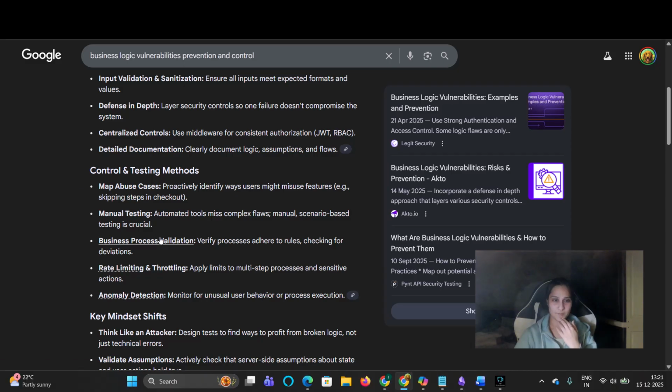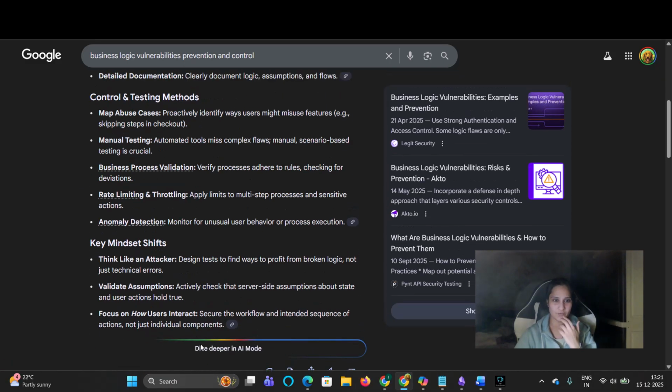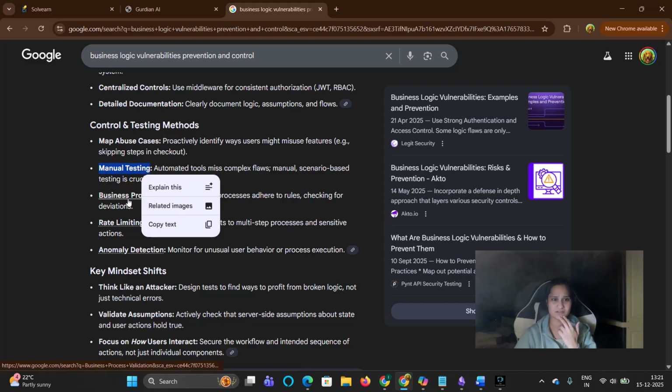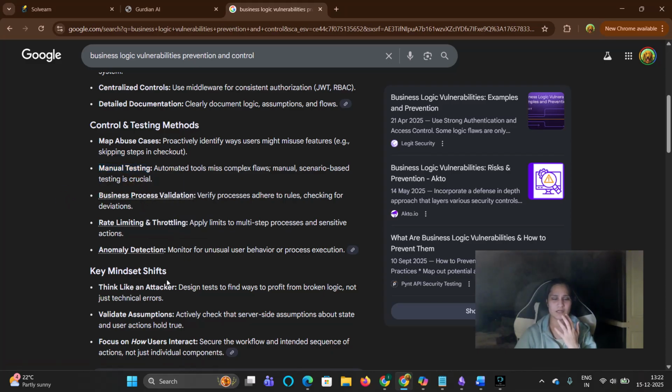Then there are testing methods, how you can test: abuse cases, manual testing, business process validation, rate limiting. Obviously rate limiting is important. Anomaly detection, there are so many tools which can help you to detect those anomalies beforehand. But yeah, in some cases it can also give you false positives. It's not always sure that it will give you false positives, but it can help you as well. So keeping that on hand is important, so that later on you won't face that issue, right?